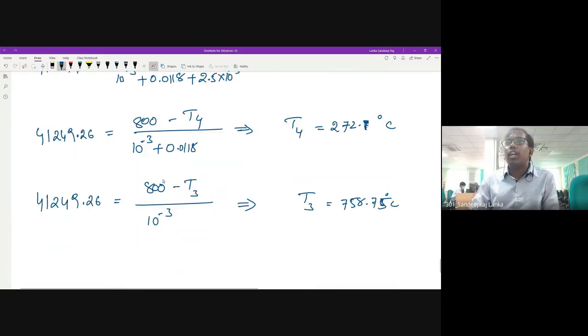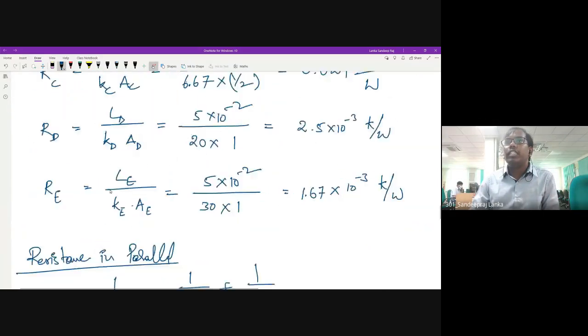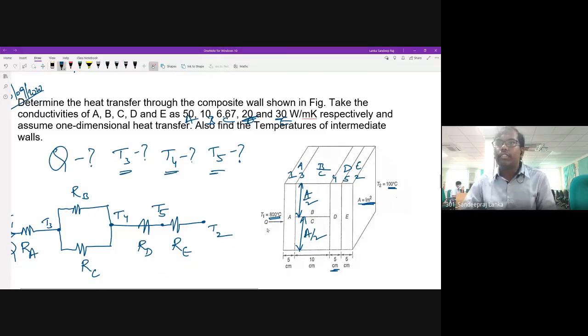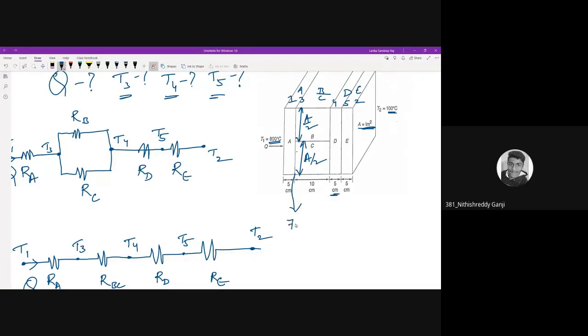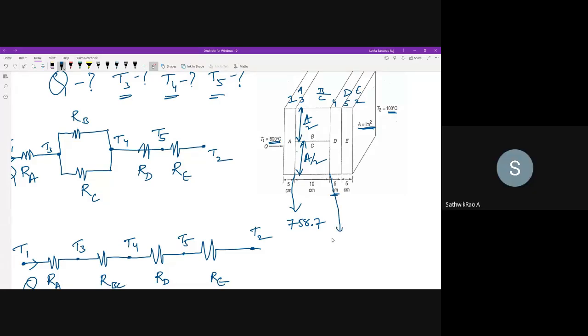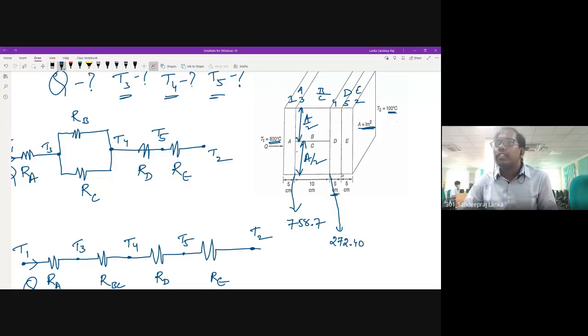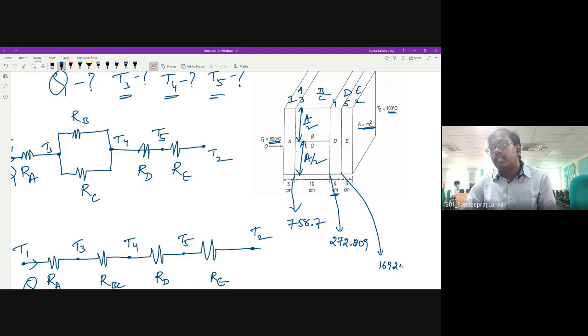See here, whatever values you get, they should follow some trend. T1 is 800, isn't it? And the temperature should drop. It is around 7-something. Tell me, what is the T3 value that you got? 758.7. Good. What is the T4 value? 272. And this one? 169.58.